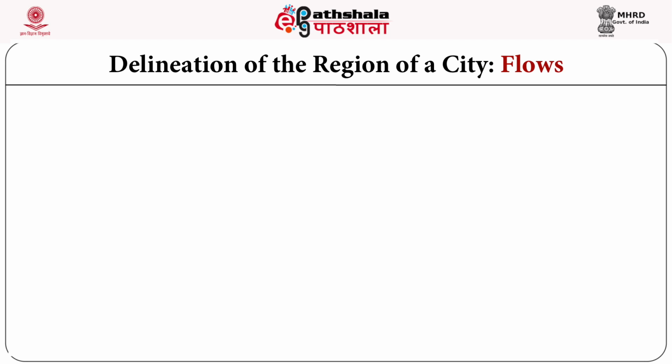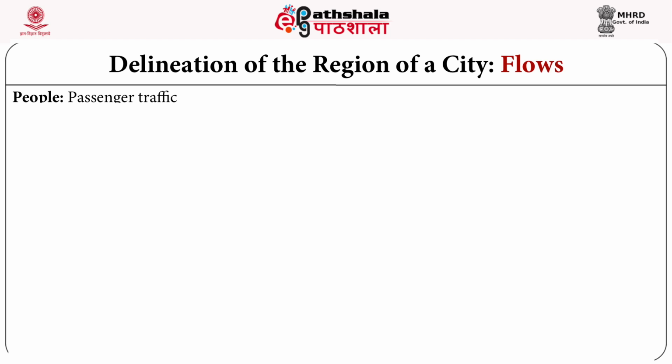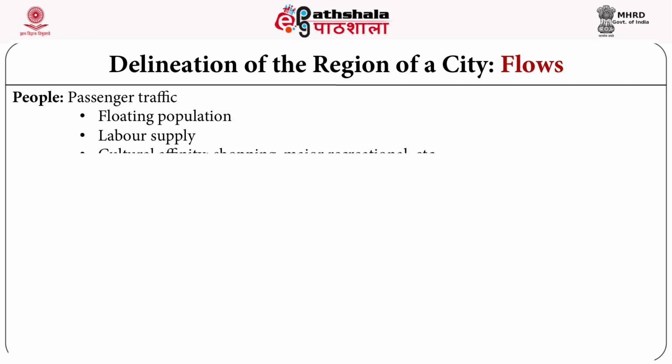As we said earlier, between the city and the region there is interaction. So now what sort of interaction? Based on these interactions also we can delineate a region, based on the passenger movement, based on the goods movement, from how much distance the people are commuting to the city or going away from the city to the region. So this would basically talk about a floating population.